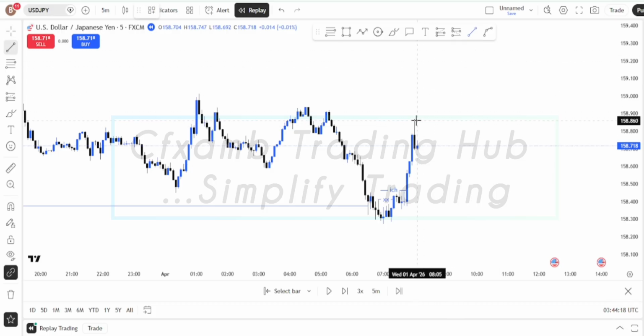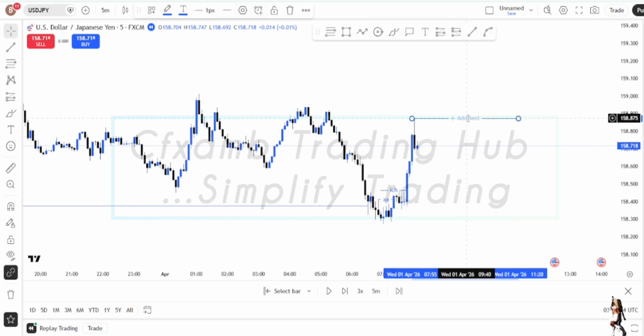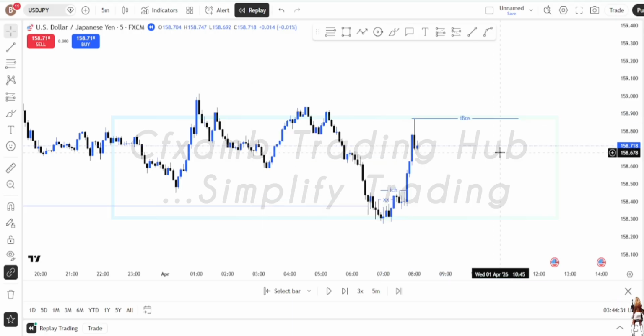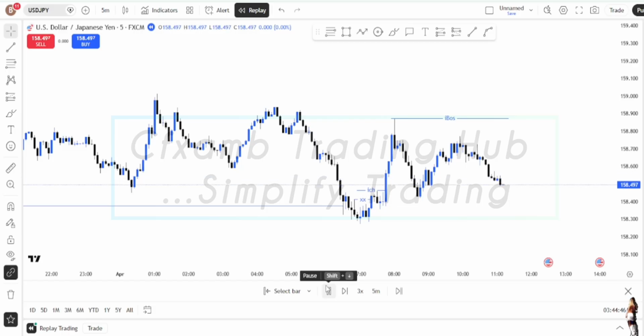Then a close above here is going to give us our IBOS, that is internal break of structure. So I always work with structure. Guys, you need to learn how market makers move the market with structure. It's very, very important. Let's see what is going to happen next. And sometimes you need to be patient, you need to wait for it.